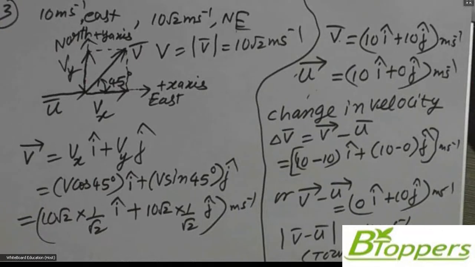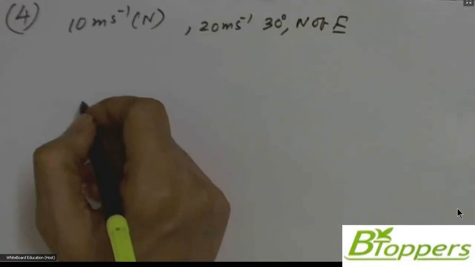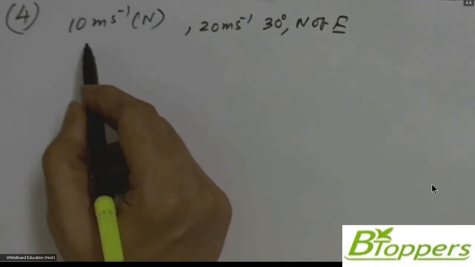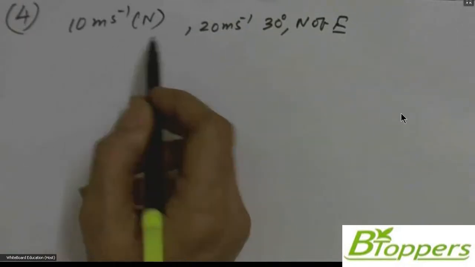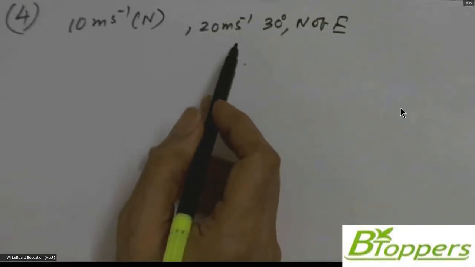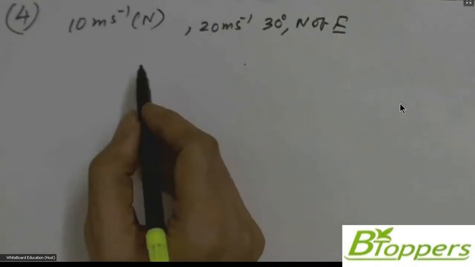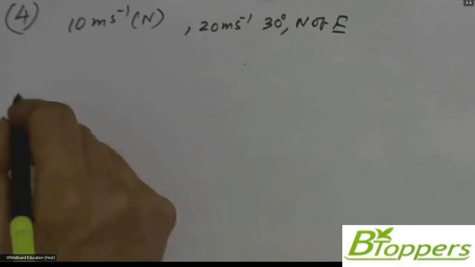Next I am going to discuss problem number 4 in the list of problems I have given. In this problem, you are given that the initial velocity of the particle is 10 meters per second towards north. The final velocity of the particle is 20 meters per second in the direction 30 degrees north of east. You are asked to find the magnitude and direction of the change in the velocity of the particle.